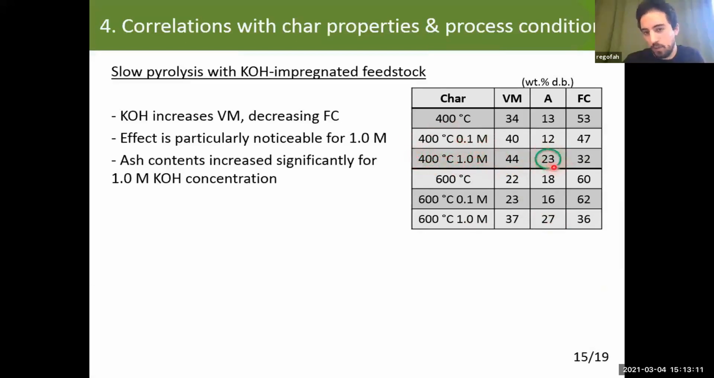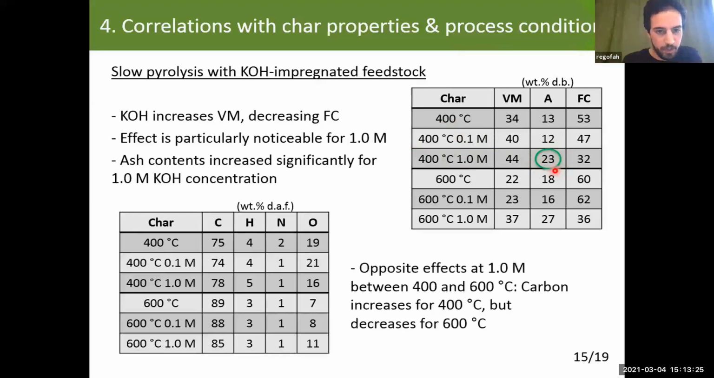And maybe this could be related to the higher ash content. The higher inorganics can be covering up the surface and not allowing the chemical functionalities to interact with the dye, or they may even be filling up the narrow micropores. As for the elemental distribution, there was an increase of carbon for the highest concentration of KOH for 400 degrees, but a decrease for 600 degrees. So there are opposite effects between 400 and 600 degrees, which is interesting.